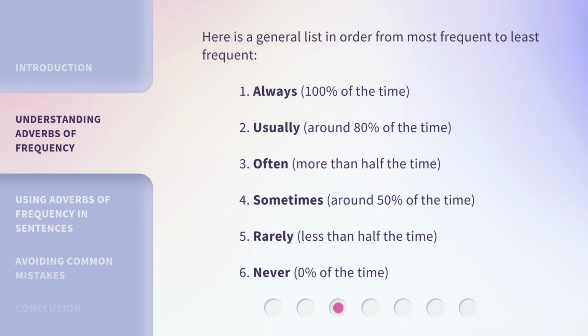Here is a general list in order from most frequent to least frequent. 1. Always, 100% of the time. 2. Usually, around 80% of the time. 3. Often, more than half the time. 4. Sometimes, around 50% of the time. 5. Rarely, less than half the time. 6. Never, 0% of the time.